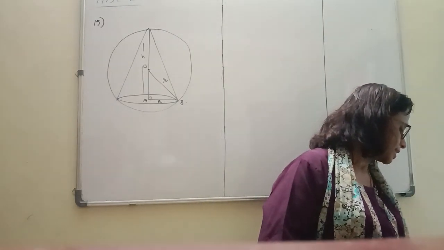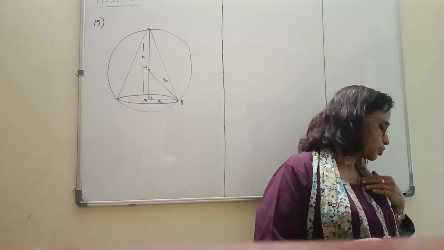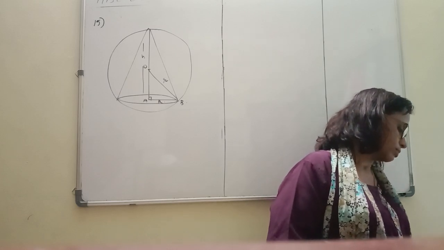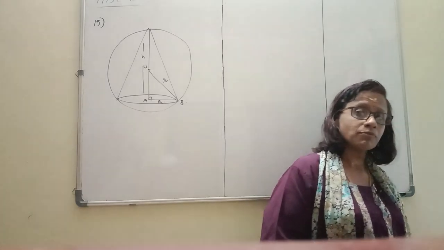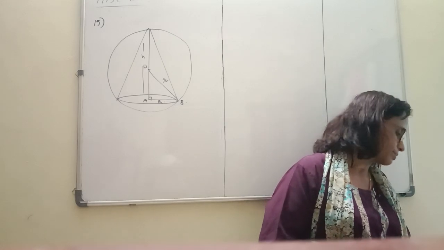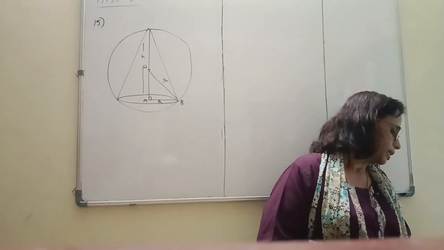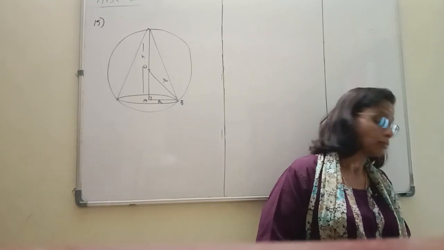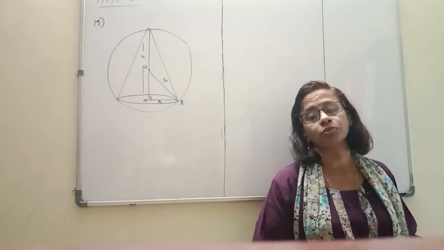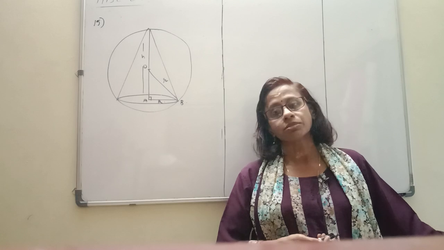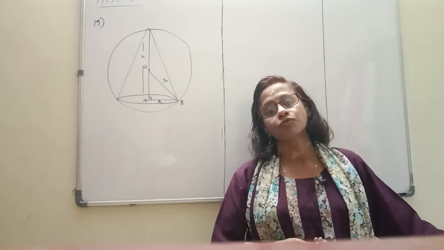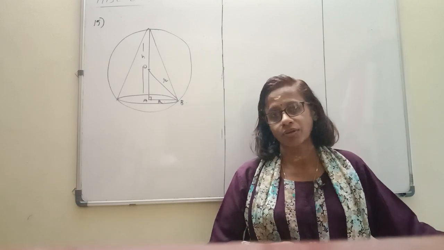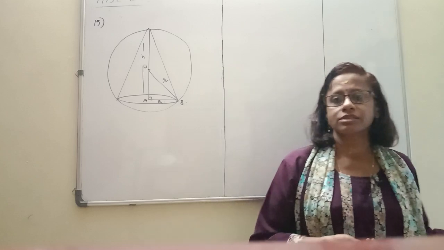As I said, it says: show that the altitude of the right circular cone of maximum volume that can be inscribed in a sphere of radius small r is 4r over 3. So actually you have to do two things. You have to show that the volume is maximum and you have to show that the height is 4r over 3. So let's get started right away.